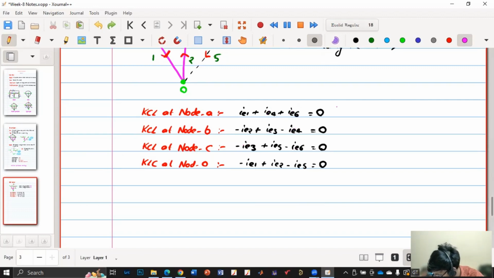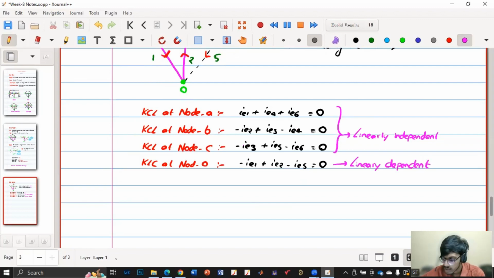Also, in other terminology, we can say these are independent equations, or linearly independent. And this is linearly dependent. So we will not consider the fourth expression, but we'll only be considering the top 3 equations.